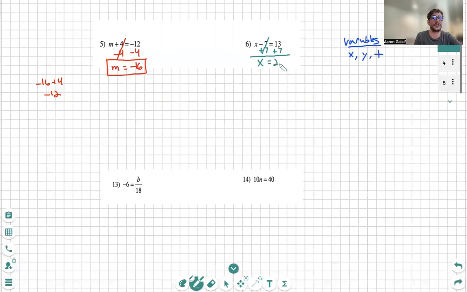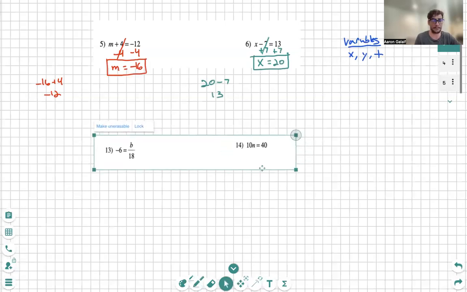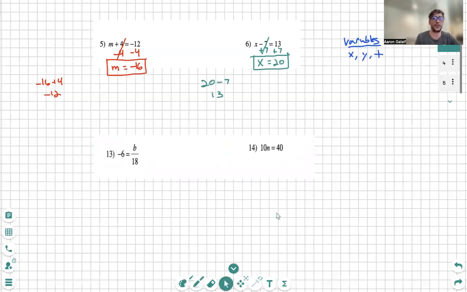13 plus 7 is 20. Now, again, we can double check. 20 minus 7 is 13, which is the right side of the equation. We have found the answer. Very, very simple. Now, let's do it when we don't have a plus or a minus, but a multiplication or a division. We see number 13, my variable or letter is on the right side of the equation.